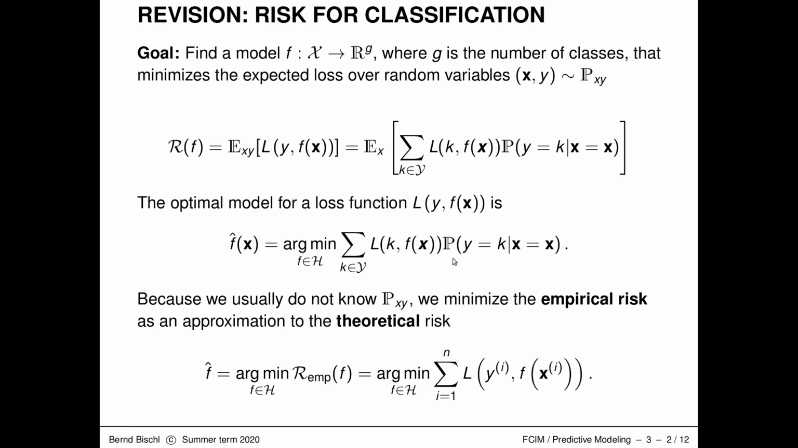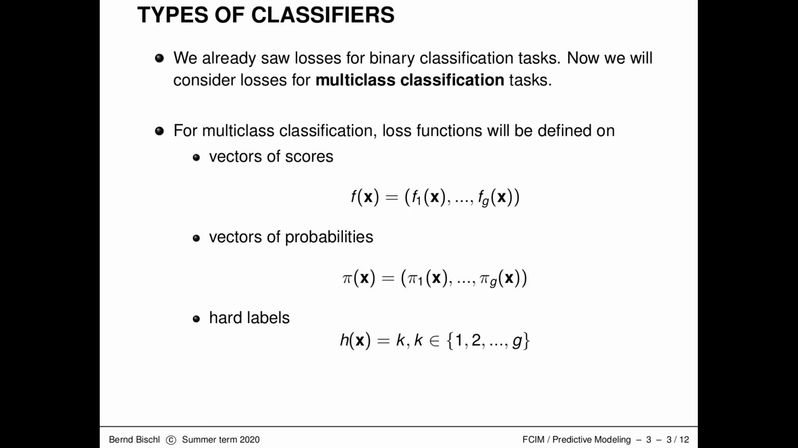Okay, and because we usually do not know our underlying probability distribution, capital P, we minimize the empirical risk, and therefore an approximation of that theoretical risk, in that manner. So far so boring. We considered all of that already quite in detail in chapter 1.